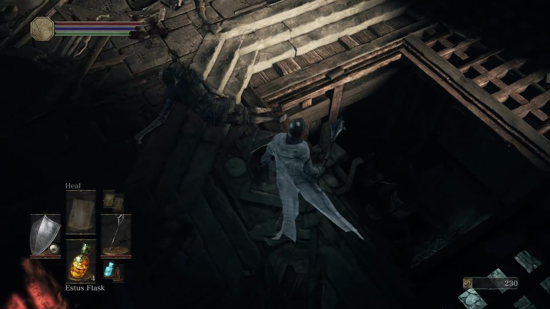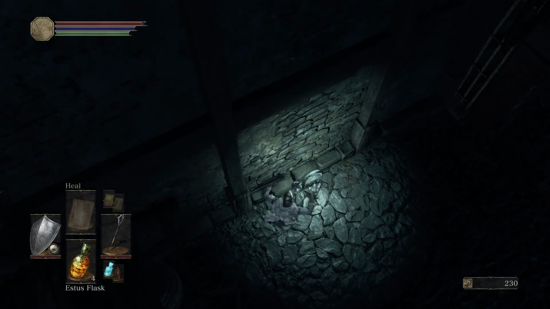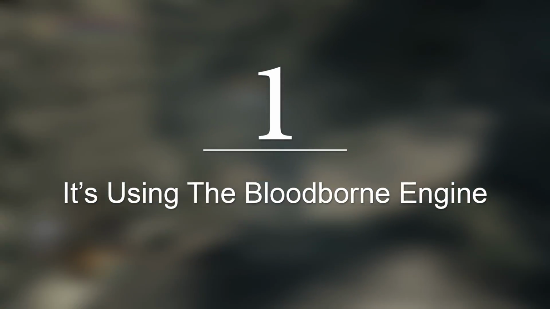Now we have to say this is far from the finished product, of course, but here are our first 5 impressions of the Dark Souls 3 stress test and the technology behind it. Number 1, it's using the Bloodborne engine.